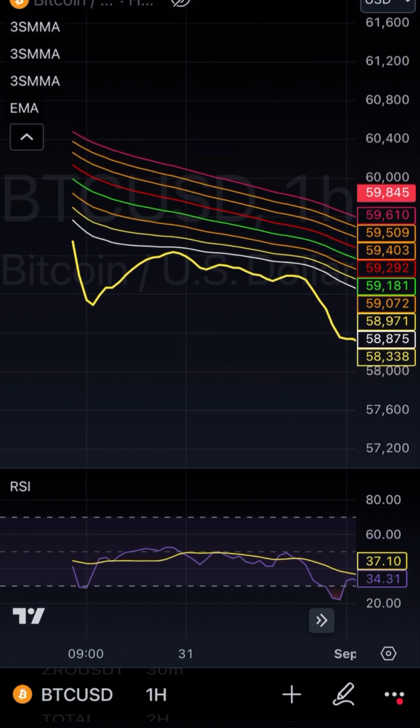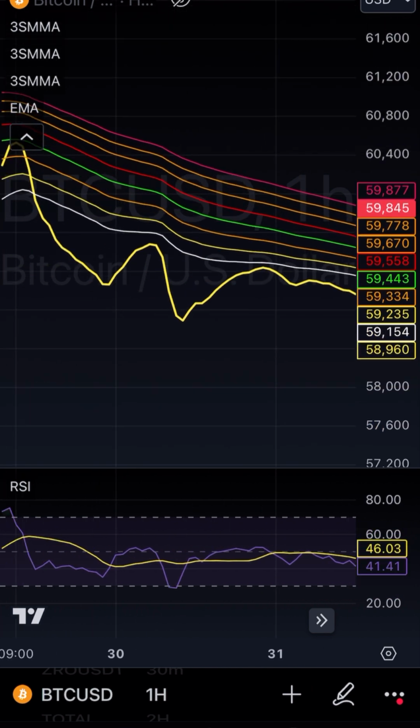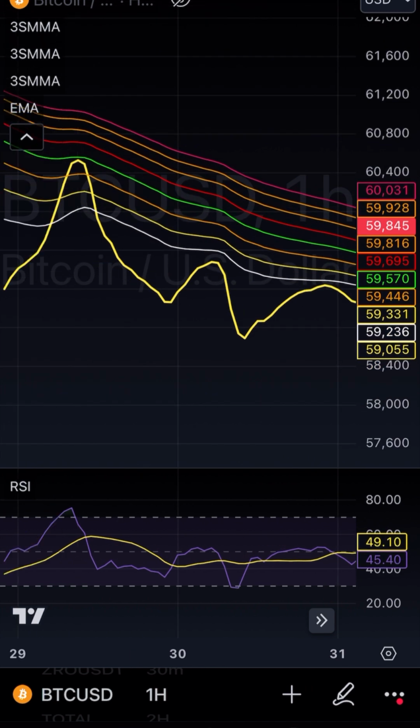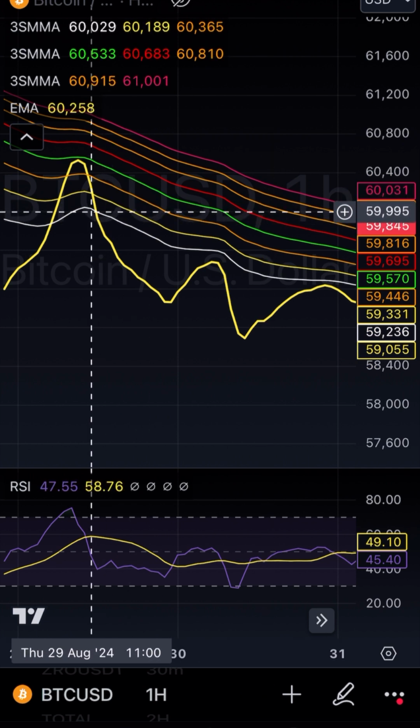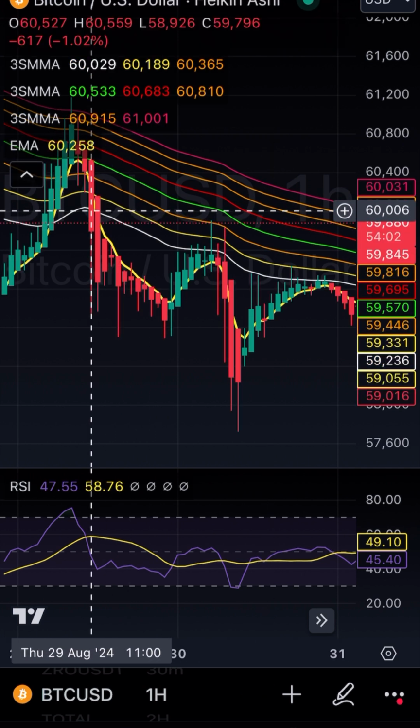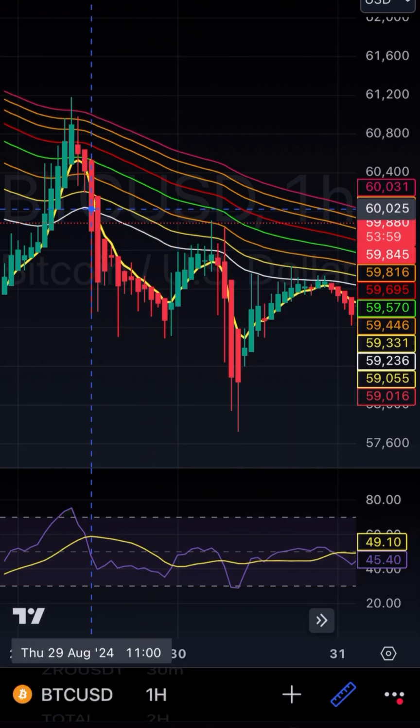So you want to find a moment when it's going with the direction of the rest of the moving averages here. So we see all the moving averages are going down. We see that the 5 crossed down at this point, so this would be a trade right here.